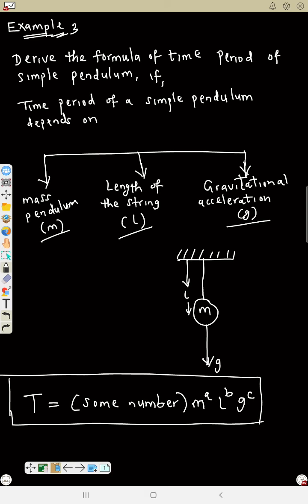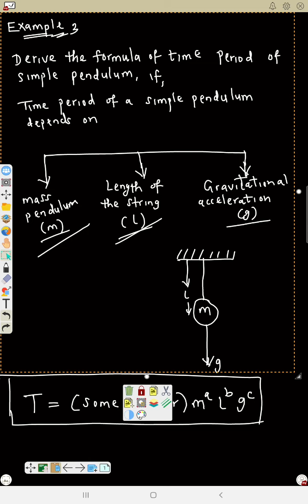So in this question now, this is the first thing we write. That is, we want to derive a formula that will depend on mass, length, and gravitational acceleration of a simple pendulum. Now, T is the period. This is some number, then mass, length, and the gravitational acceleration. Just study the concept. So now, let me bring it up so we can derive.